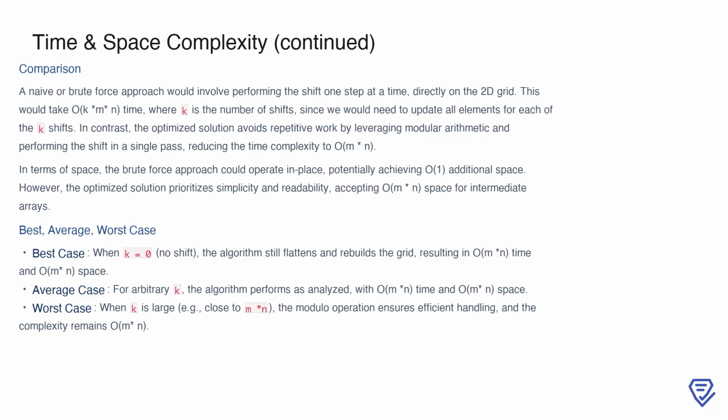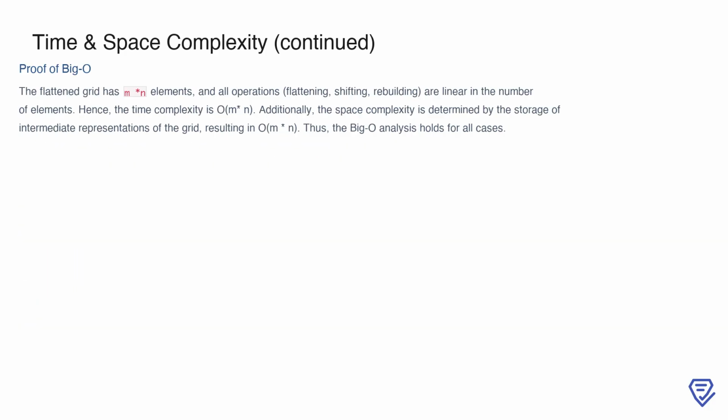For typical k values, the analyzed complexities hold as O(m*n) for both time and space. Even when k is very large, the modulo operation ensures efficient handling, keeping the complexities the same. To further validate our analysis, we can look at the proof of the big O complexities. The flattened grid contains exactly m*n elements, and every operation, whether it's flattening, shifting, or rebuilding, processes these elements linearly. This confirms that the time complexity is O(m*n). On the space side, the storage of intermediate representations, such as the flattened grid, the shifted array, and the result grid, all contribute to the overall space complexity.